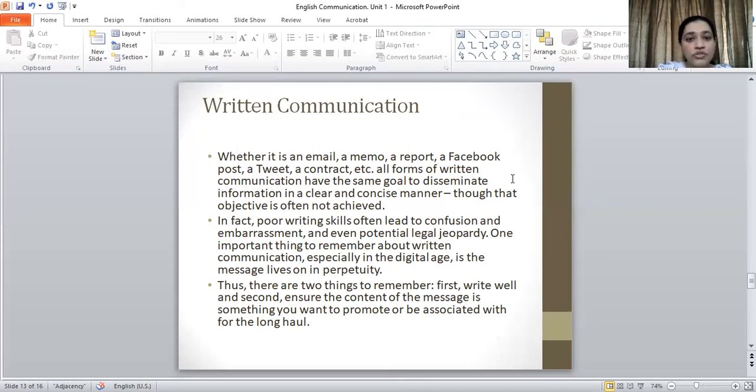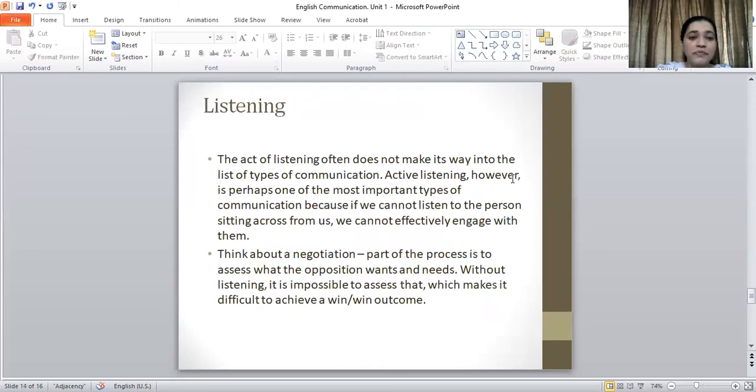Thus, there are two things to remember. First, write well. And second, ensure that the content of the message is something you want to be promoted with or to be associated with for the long haul, right? Nothing that you say or do can be retracted, especially once it is put out in the world for others to observe. We move on now to the act of listening.